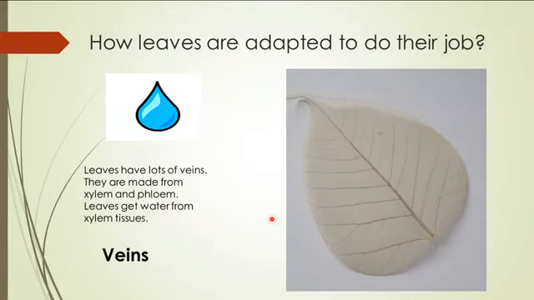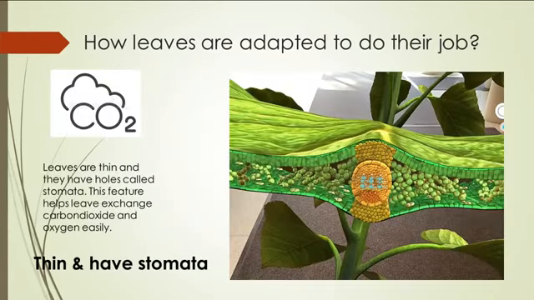Xylem is to carry water and phloem is to carry the prepared food to other parts of the plant. If the leaf is removed with photosynthetic cells, we are left with these veins. They make the skeleton of the leaves. Leaves also need carbon dioxide for photosynthesis. Leaves are thin, which makes it easy for carbon dioxide and oxygen to diffuse in and out of the leaves.